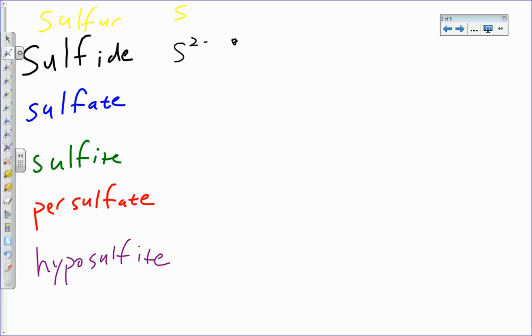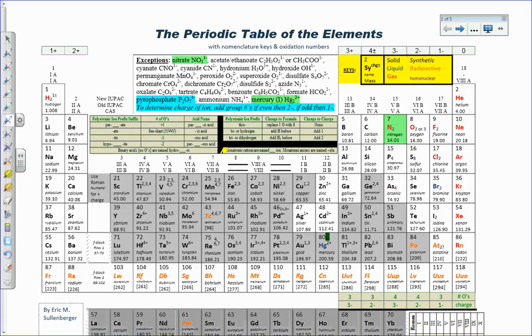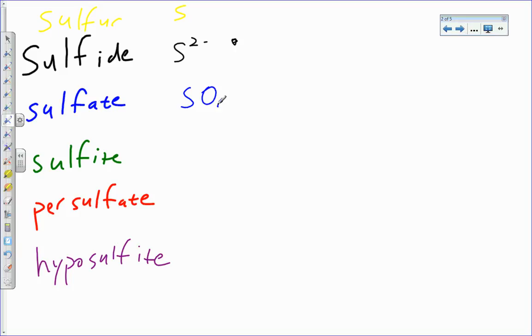Then we have the patterns. All the rest of these are polyatomic ions, and they're oxyanions, which means they're bonded to oxygen. So sulfate is going to be a sulfur bonded to oxygen. And we go back here to the chart. S is here, which means it's got 4 on the chart and 2- for the charge. So it's got 4 oxygens and 2-. There's sulfate.